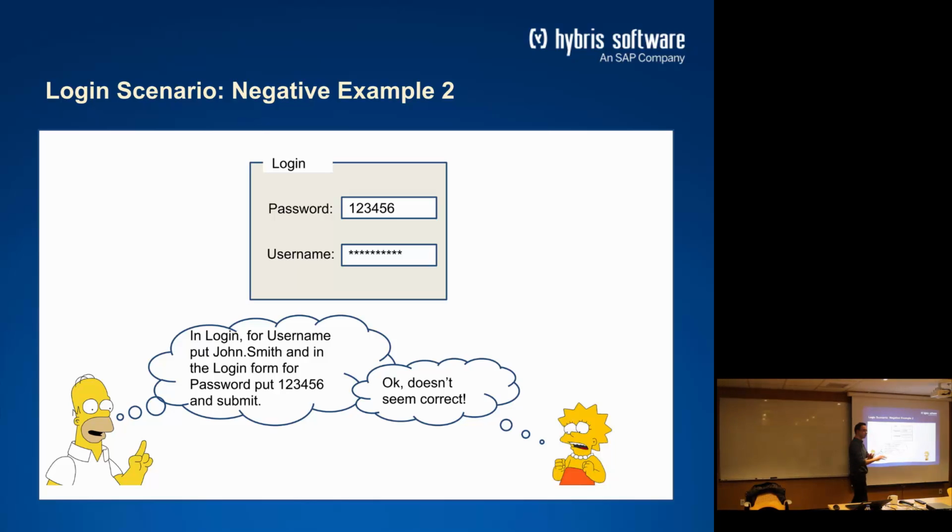Okay, just to make sure that everybody understands. The thing is that if he tells Lisa in the login form for username put John Smith, and for password put 1, 2, 3, 4, 5, 6, it will not work. So we found the defect. I just want to know if that is clear for everybody. It's clear? Okay, cool.